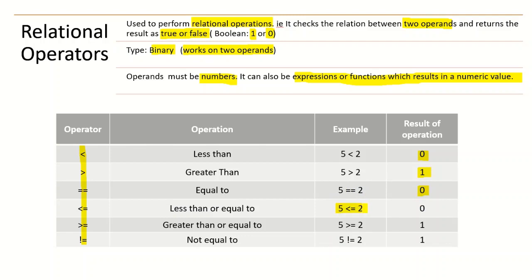5 less than or equal to 2. Result is not correct, so result is equal to 0. 5 greater than or equal to 2. The result is correct and it will give a value 1. 5 not equal to 2. As 5 not equal to 2 is correct, the result is true.